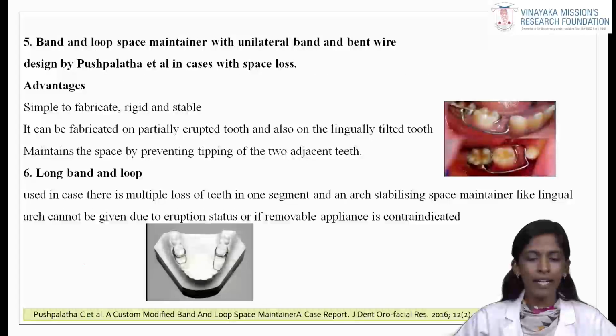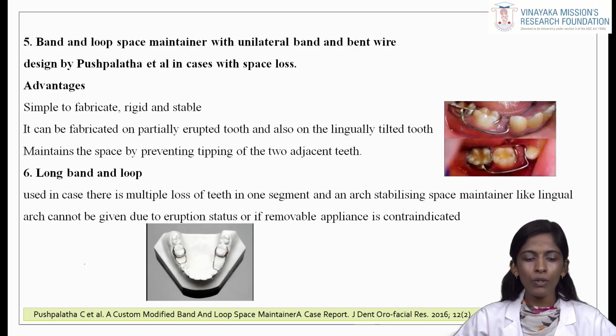Next modification is band and loop space maintainer with unilateral band and bent wire design by Pushpalata et al., in cases with space loss. Advantages include simple to fabricate, rigid and stable. It can be fabricated on a partially erupted tooth and also on a lingually tilted tooth. Maintains the space by preventing tipping of the two adjacent teeth.